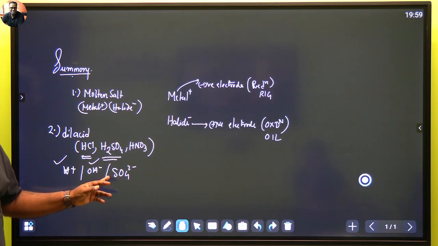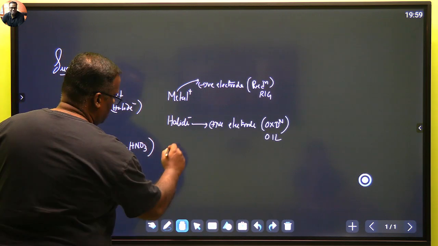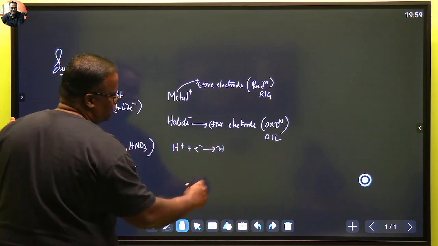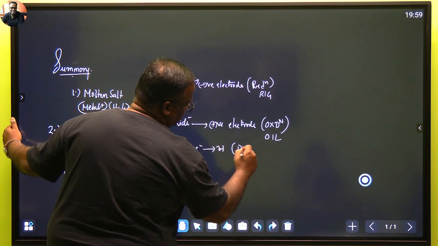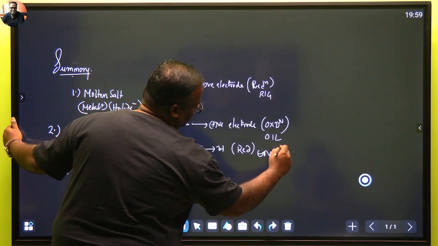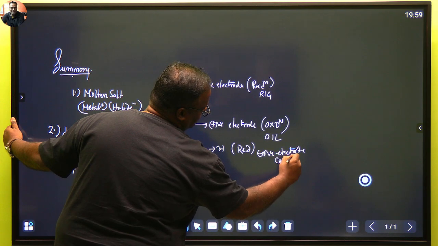We will see in the next episode. These two will be the lucky ones. So H plus gains an electron and becomes H. This is reduction. And obviously this H plus means this is going to happen at the negative electrode. And the negative electrode here is nothing but the cathode.